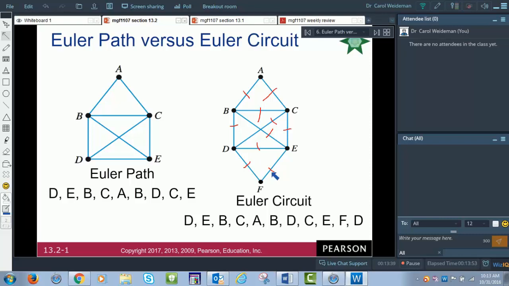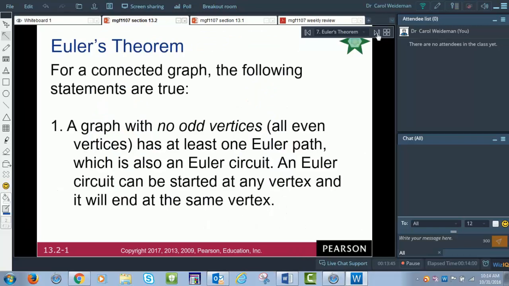And if you look back at my figure, you notice that I've touched every edge just one time, and I start and stop at the same vertex.